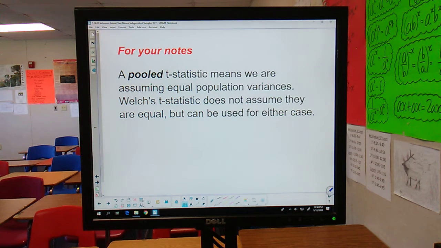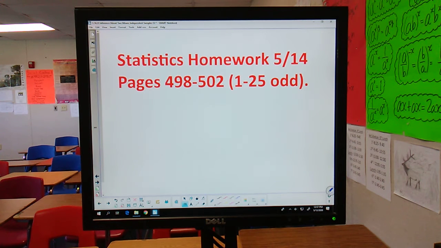Last thing to write down, you might see something like this on some homework problems, so just copy that down. And there are some homework problems to do.